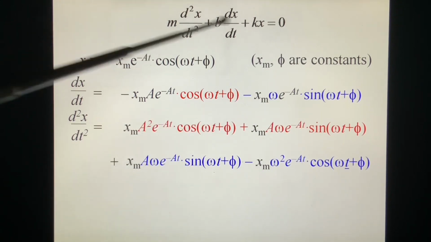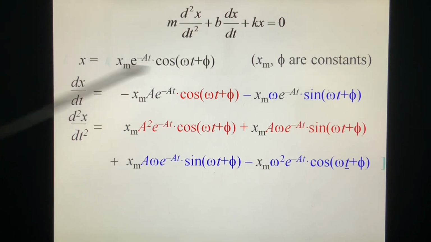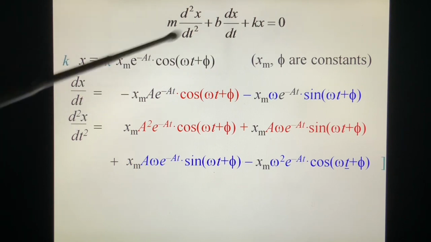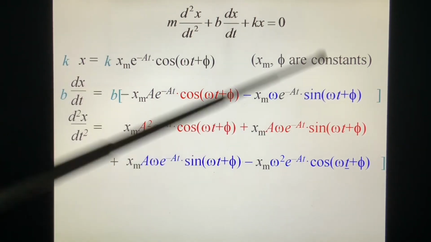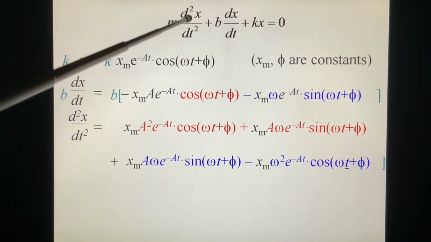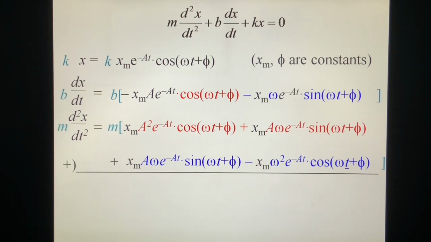Now, let's multiply k on this side because you have kx. And then we multiply b on this side, you have b multiplied on this one. And the second derivative, you have m. You get an m. And then we put them together. Now, here you get m times the second derivative plus b dx/dt plus kx. This is equal to 0.